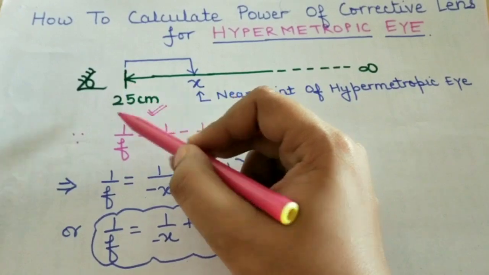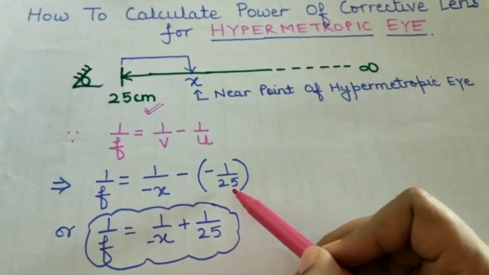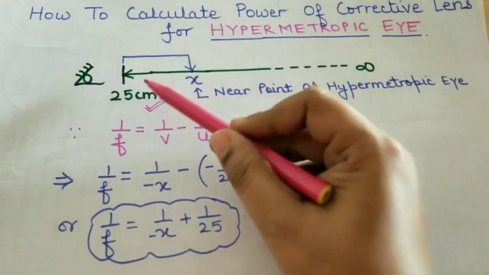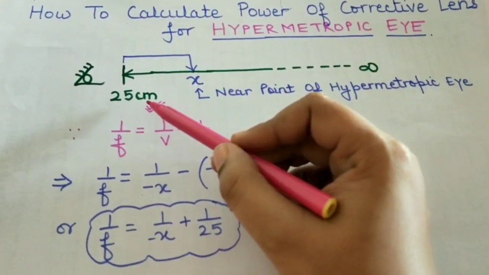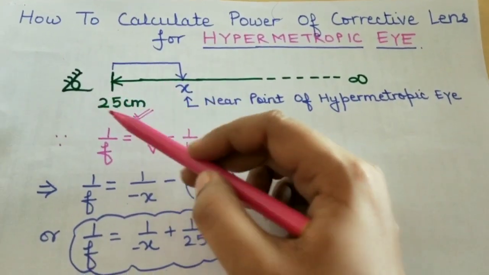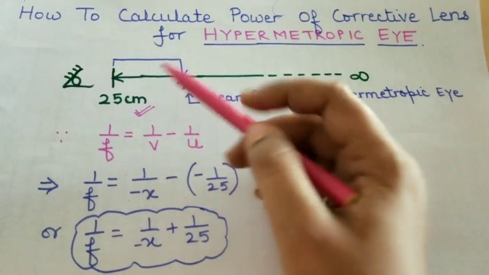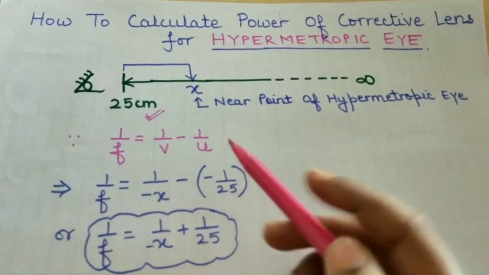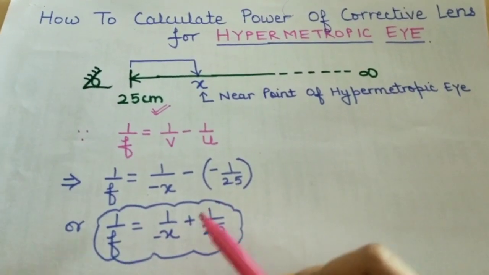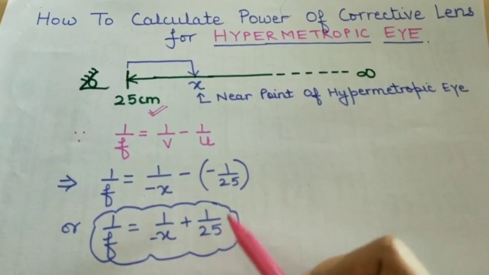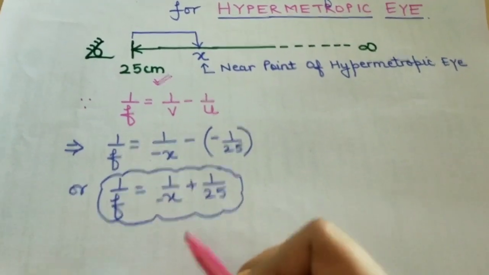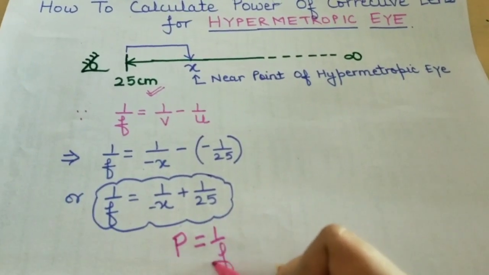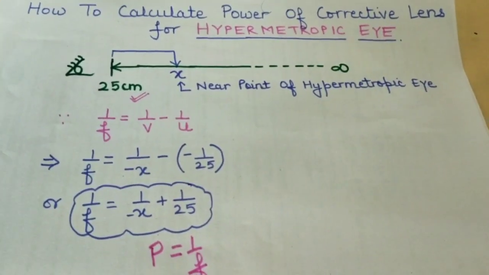Clear? So the object distance we will take as minus 25 and the image distance we will take as minus x, because the image is formed on the same side where the object is placed, and we all know that the object distance conventionally is taken as negative. So you will take v as negative as well as u as minus 25. When you solve, you will get 1 by f is equal to 1 by minus x plus 1 by 25. And after the calculation of f, you can calculate the power of the corrective lens by the formula P is equal to 1 by f.